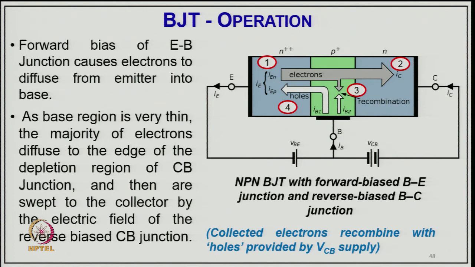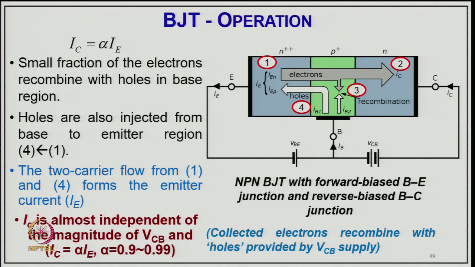This junction causes electrons to diffuse from the emitter to base, and as the base region is very thin, the majority of the electrons diffuse to the edge of the depletion region of C B, and are then swept to the collector by the electric field of the reverse biased junction. Now, here we can say I C will be alpha times I E, because part of the current goes into the base. So, a small fraction of the electrons combine with the holes of the base region. So, the majority move in this direction as shown in the diagram here, and only a small part moves towards this.